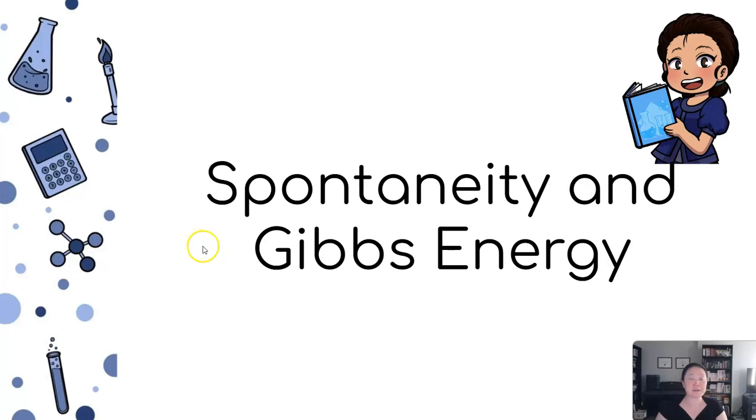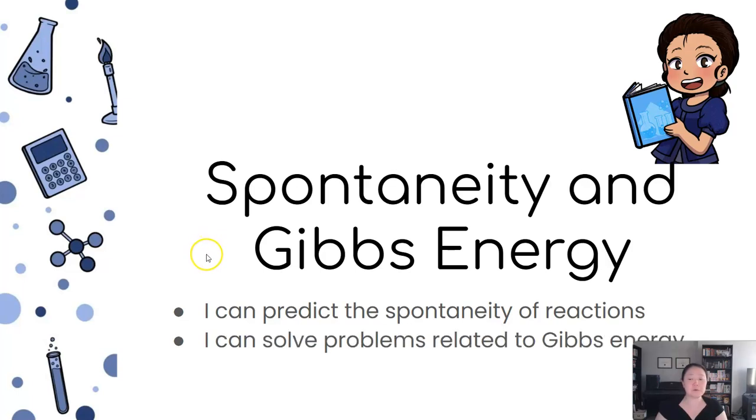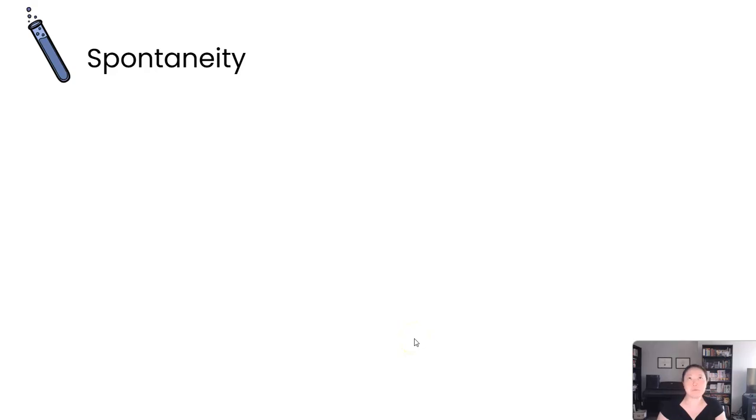By the end of this lesson, you should be able to predict the spontaneity of reactions and solve problems related to Gibbs energy. While we haven't used the term spontaneity in the past, you have looked at topics that are related to this. Mostly in that redox unit where we talked about reactions where you can put it together and yet nothing's actually going to happen.